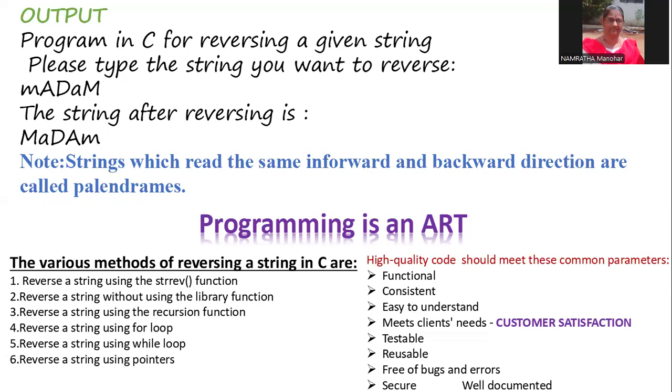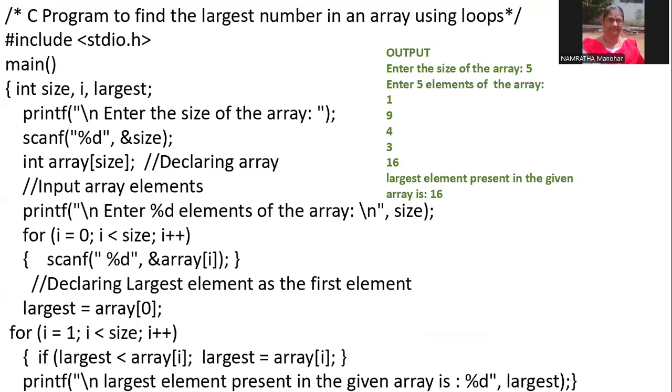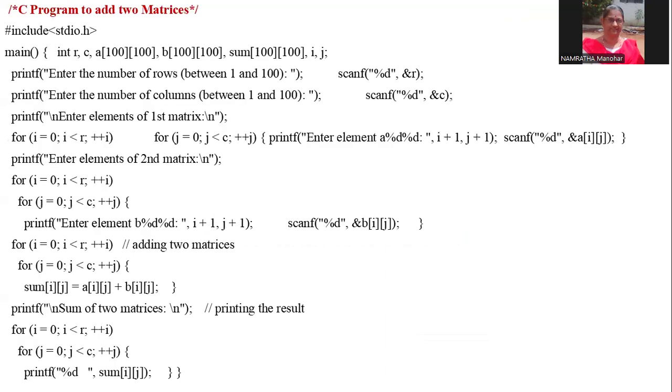So a string like this, if you read the string in the forward and reverse direction, it is the same: madam. So strings which are read the same in the forward and reverse direction are called palindromes. Sorry, there is a spelling mistake here. This is a palindrome. Okay, it's called a palindrome.